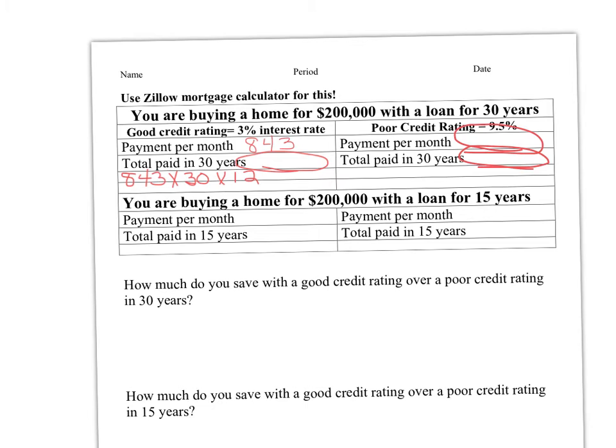Okay, down here, you're going to do the same thing, but instead of 30 years, we're going to use 15 years. So for this side over here, we're going to use 200,000, 15 years, and again, this 3% interest rate. You'll come up with an amount here using that loan calculator. Down here, when you get this amount, we're going to take it times 15 years times 12 payments per year. We're going to get this answer. We're going to repeat the process over here.